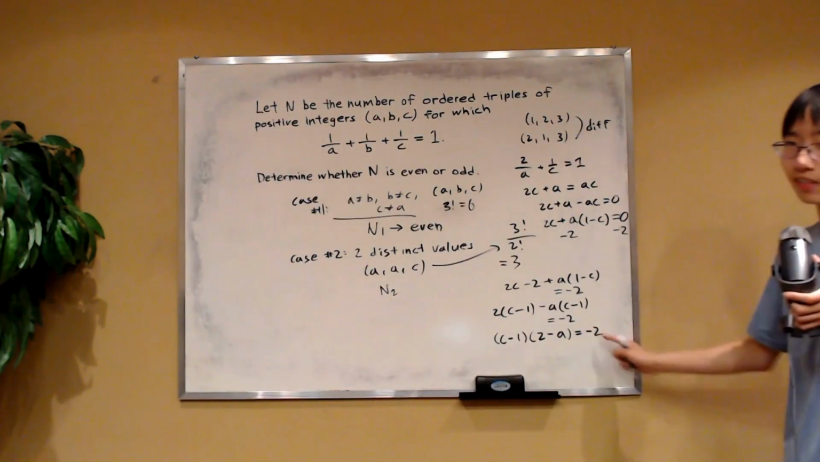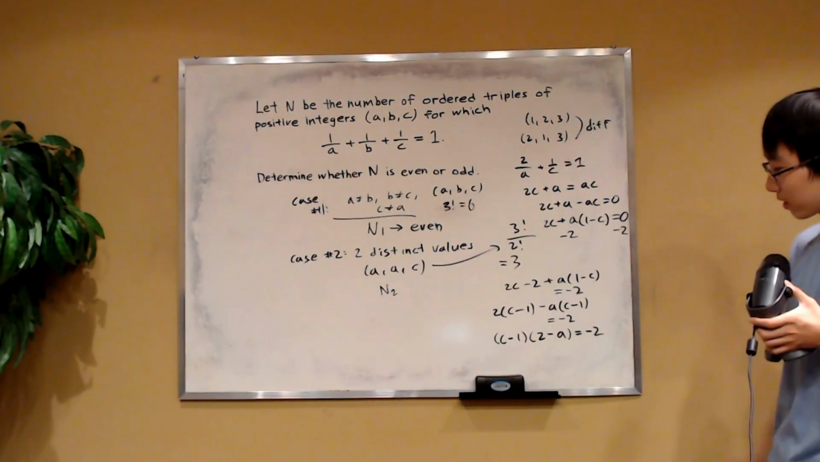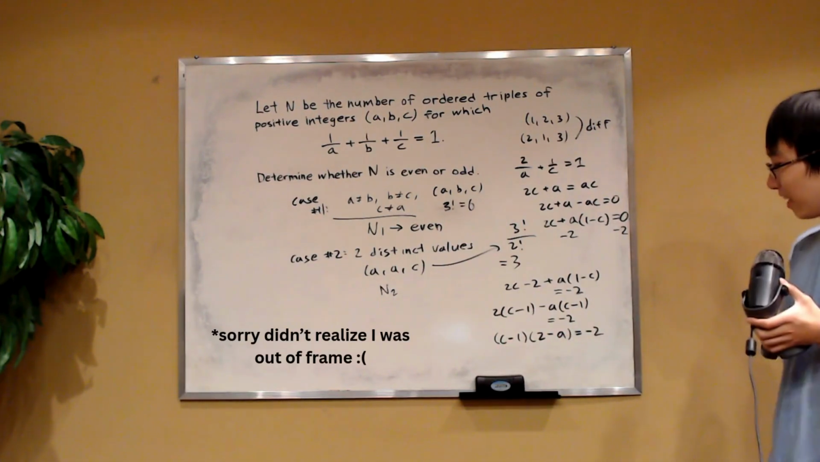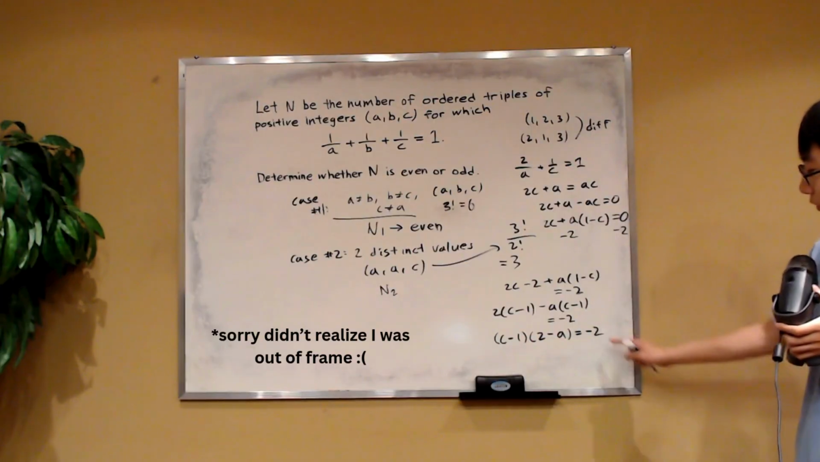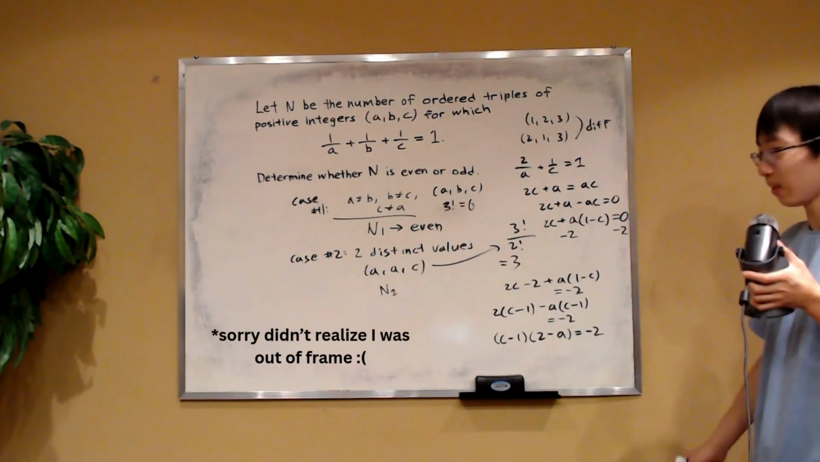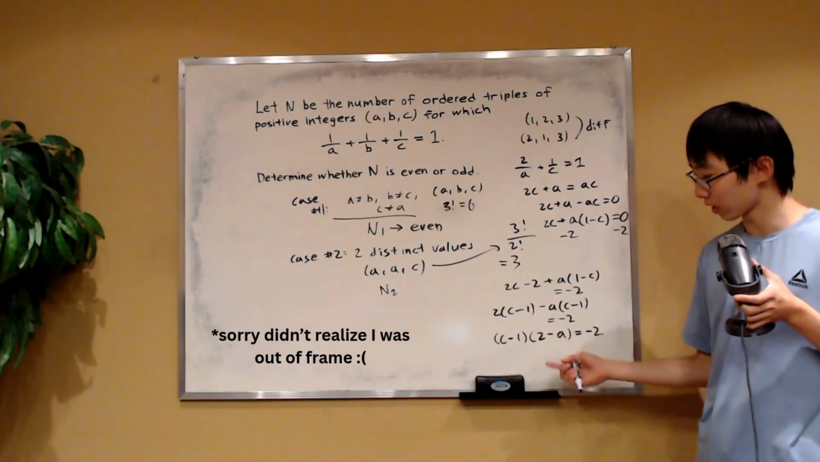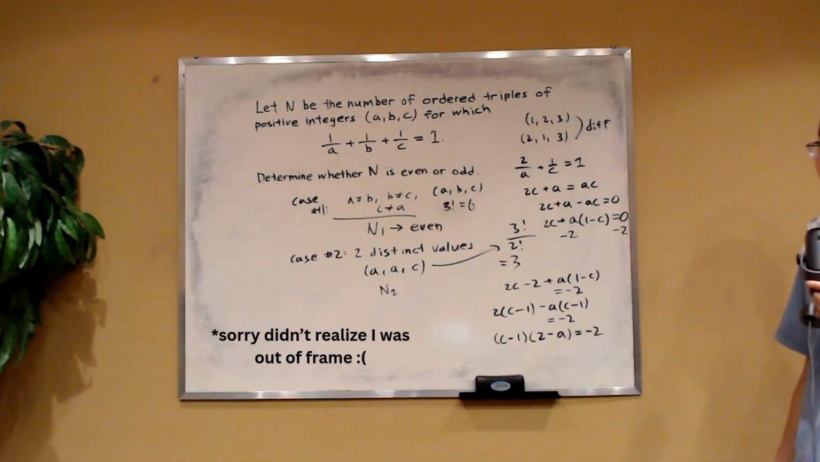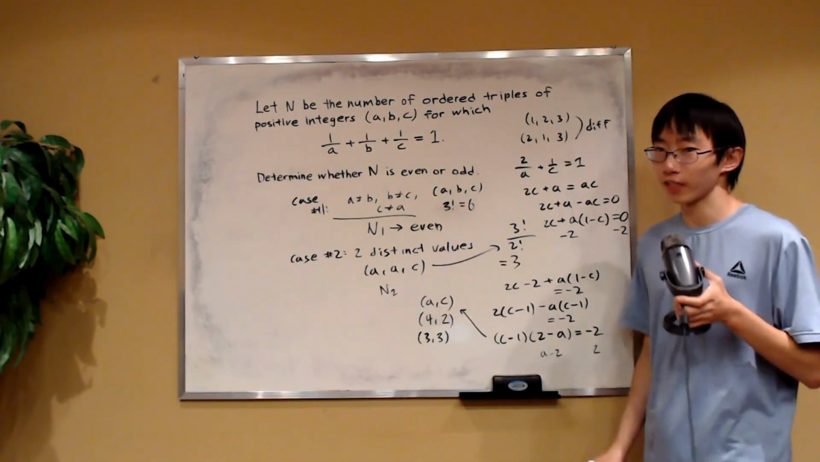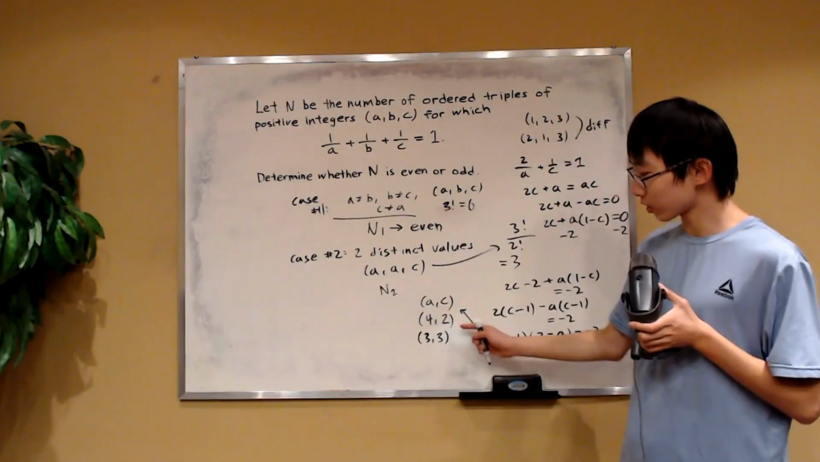And this is a very easy equation to solve, because since c and a are both integers, positive integers actually, then these two must be factors of negative 2. So yeah, there you go. You can easily check for factors of negative 2 and then deduce solutions for a and c. So, as I said, when you consider factors of negative 2, you will get these two solutions.